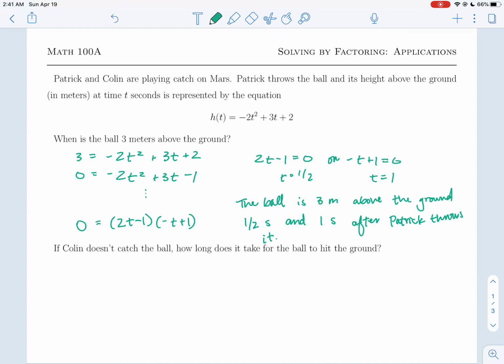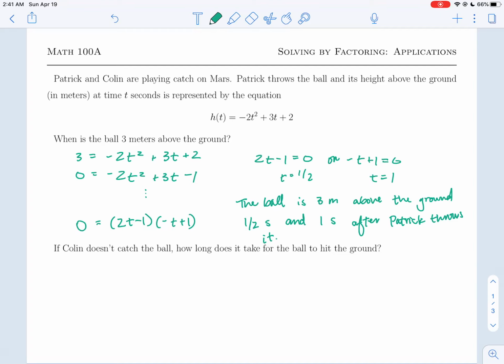Okay. This question is also asking us if Colin doesn't catch the ball. So imagine Patrick throws it and it just sails right by his friend, hits the ground. How long does it take for the ball to hit the ground? So now, something to remember in these word problems, the ground is 0 meters, right? The ground is 0 meters above itself.